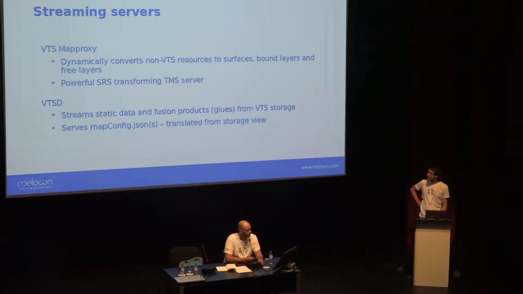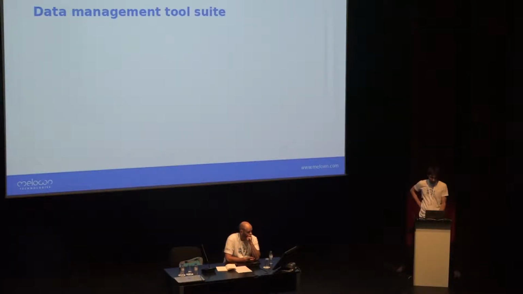render. The second server is VTSD, aka VTS daemon, which streams static data and products of data fusion that are also static and that are stored in VTS storage. And it also serves map-config.json, which is the entry point for our JavaScript application we are going to talk about, and for all the clients for the sake of it. The map-config.json contains basic metadata that tell the client where the resources are, or where it is in the world, and so on. So all the basic information it needs to render the scene.